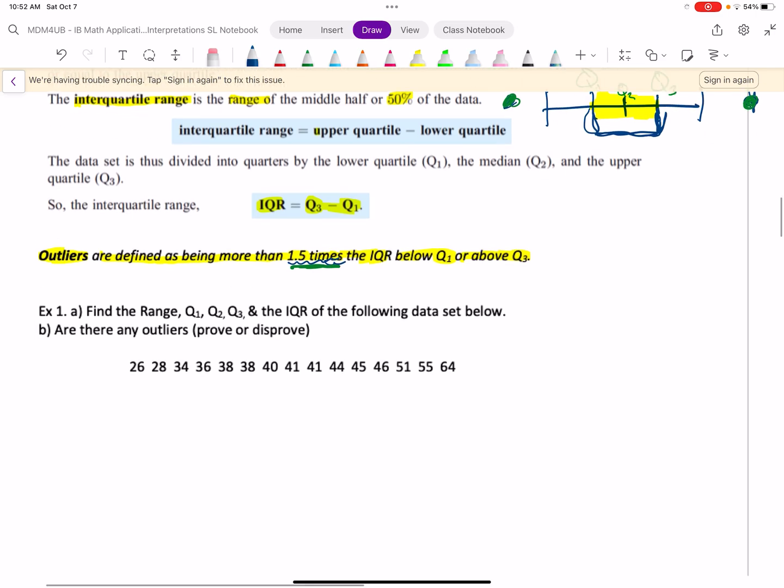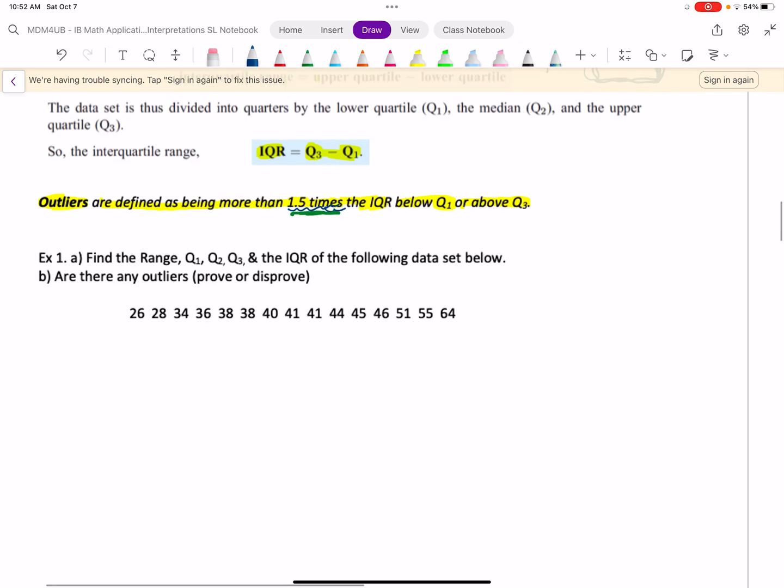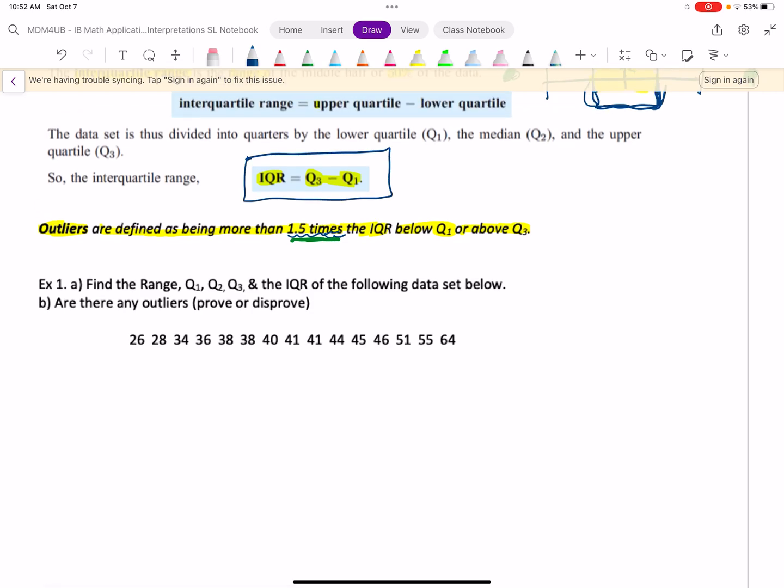So let's try this by hand, but again, as usual, we're going to use our calculators to do this. It says find the range, Q1, Q2, Q3, and the IQR of the following data sets, and then are there any outliers, prove or disprove? We're going to try to figure that out. This formula is really important to know, and pretty straightforward. It's given to you on the IB exam, and I think most people will just remember it anyway.